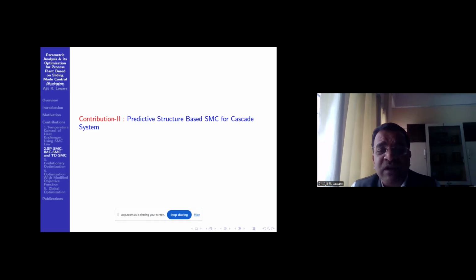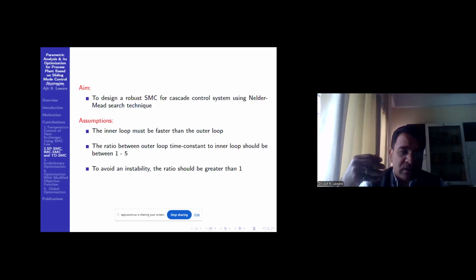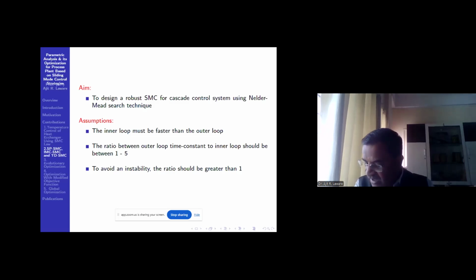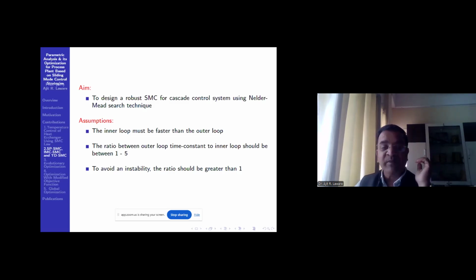Next, predictive structure based sliding mode control. Here, a time delay controller has been designed over there. So later on I will tell you. Then the Smith predictor, then the time delay controller. All these strategies are implemented for this cascade control system using the Nelder-Mead optimization algorithm.